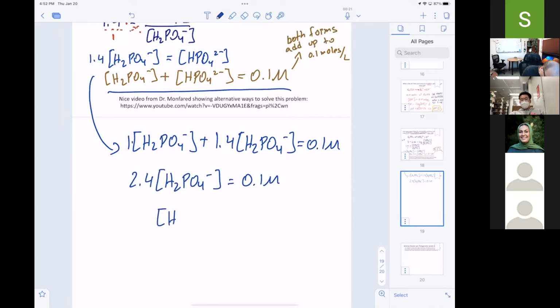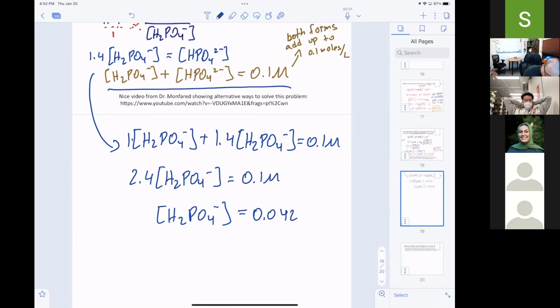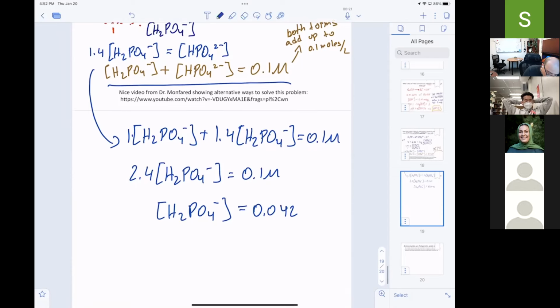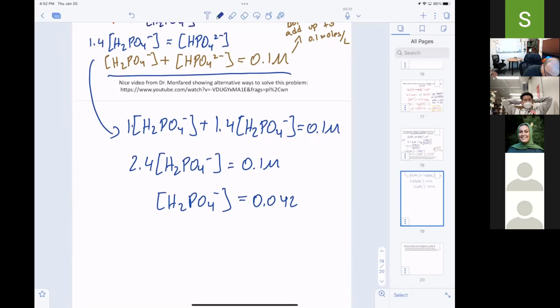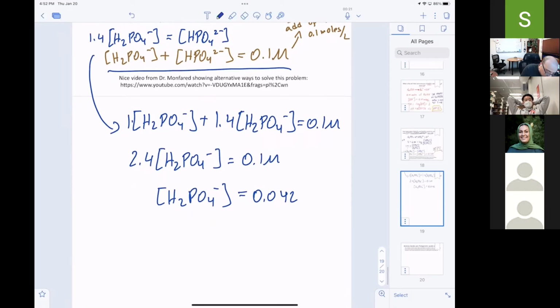And therefore H2PO4 is equal to 0.042. I basically divided both sides by 2.4 here. So now I know that H2PO4 is equal to 0.042 moles per liter. So I can also find out what the concentration of the conjugate base is. I know that the acid and the conjugate base will both add up to 0.1 molar, or 0.1 moles per liter.